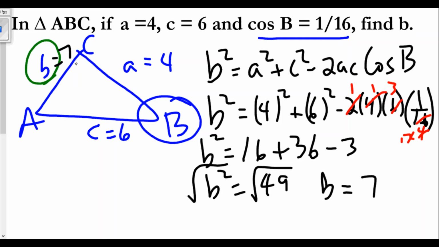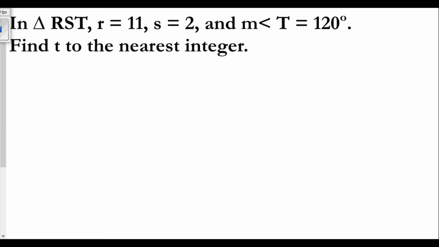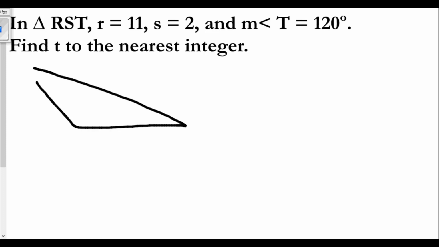Well, let's try another one. So triangle RST, r is 11, s is equal to 2, and measure of angle T is 120 degrees. So I'll draw this way here, make angle T bigger, okay? And so not drawing to scale, unfortunately. So here's angle T, which is 120 degrees.